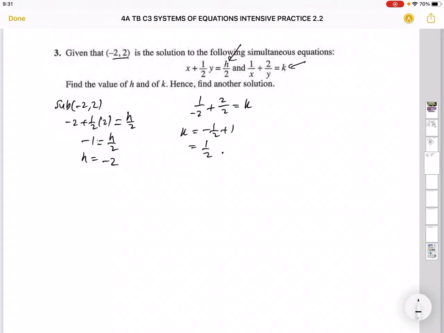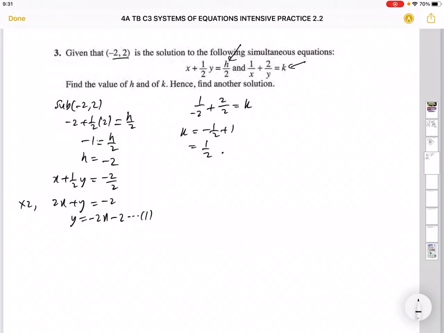Okay, so with that I got these two equations. So I'm going to sub inside h: x plus half y equals -2 over 2. Okay, should I make x or y subject? I think I just multiply by 2. 2x plus y equals -2. y is -2x minus 2. So this is my equation 1.